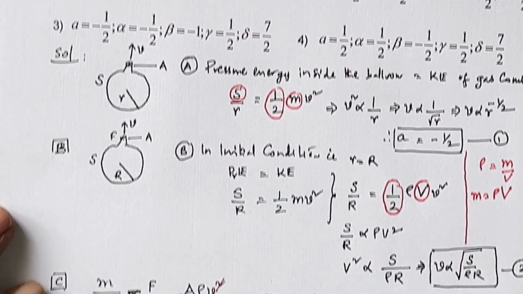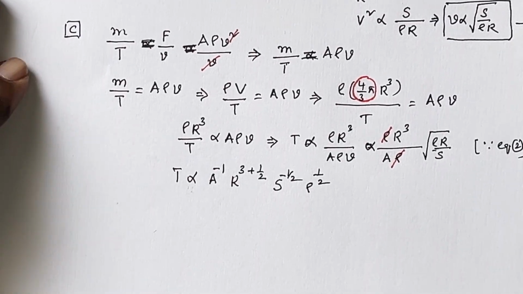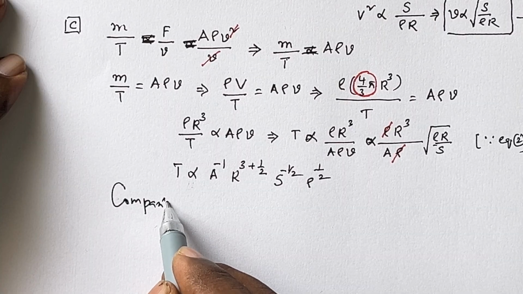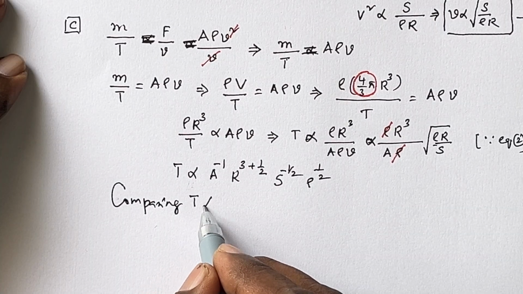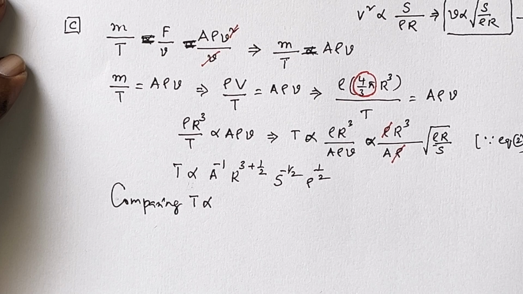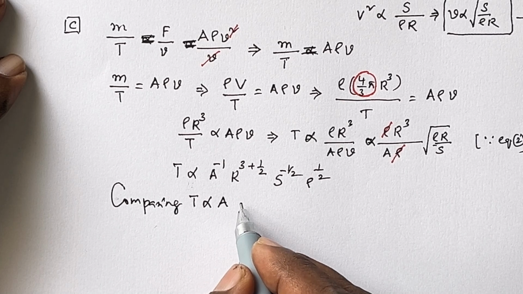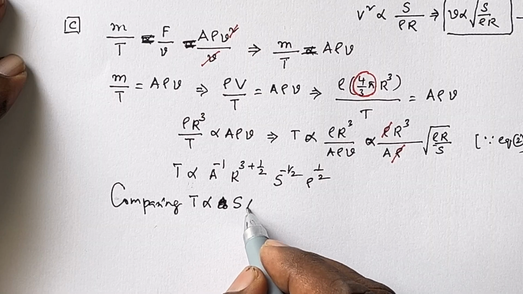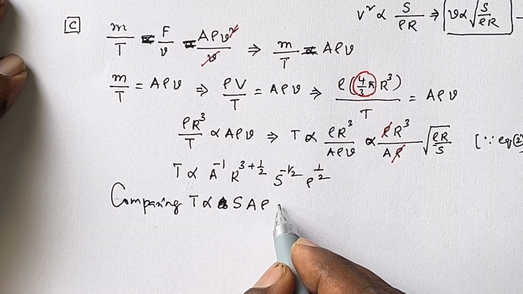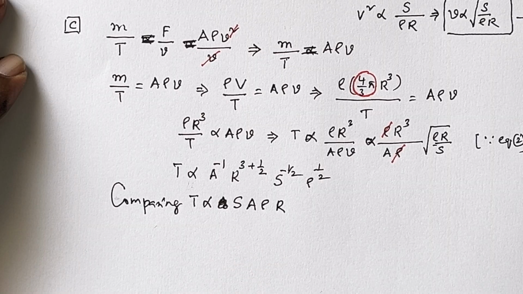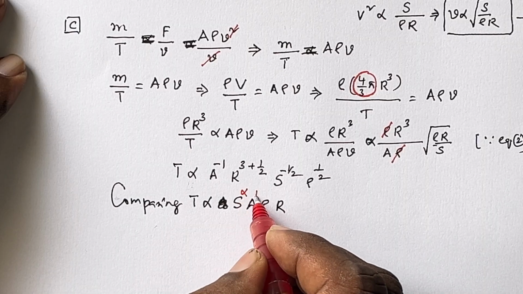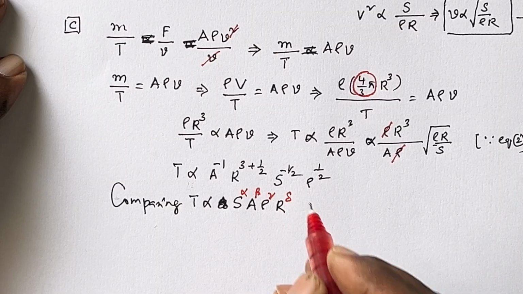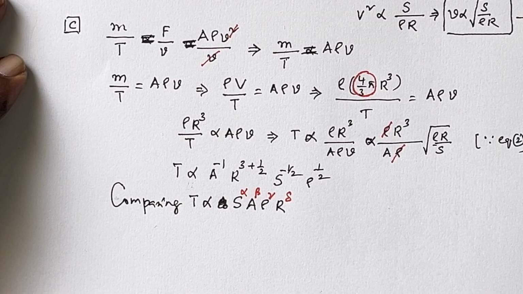In the problem they have given this equation. I will write here. Comparing, T proportional to, sorry, they have given S, A, rho, R. So they have given S power alpha, A power beta, rho power gamma, R power rho. That's what they have given.